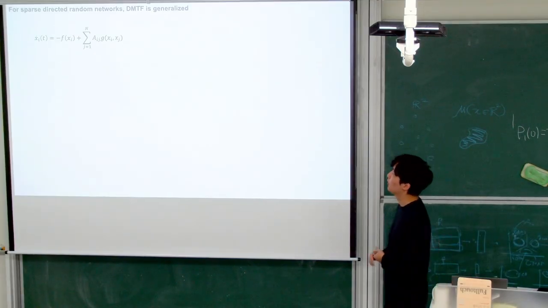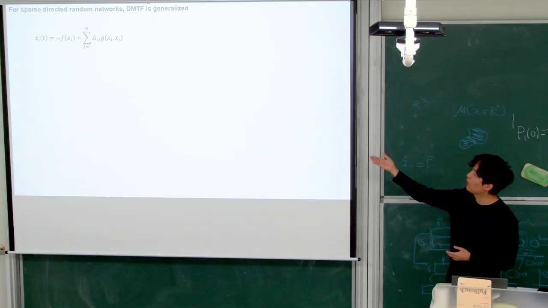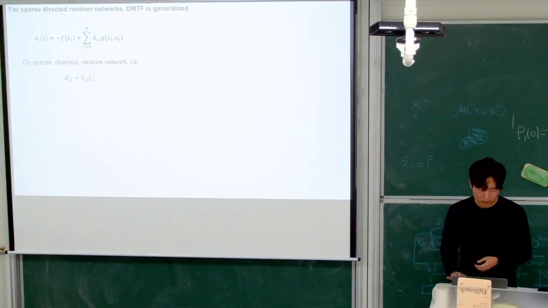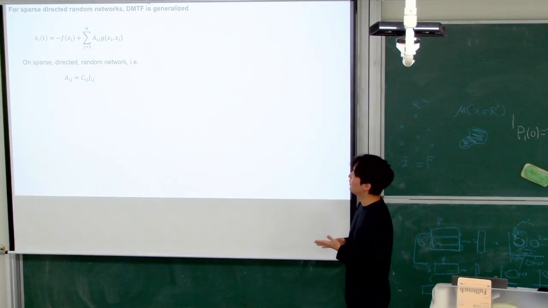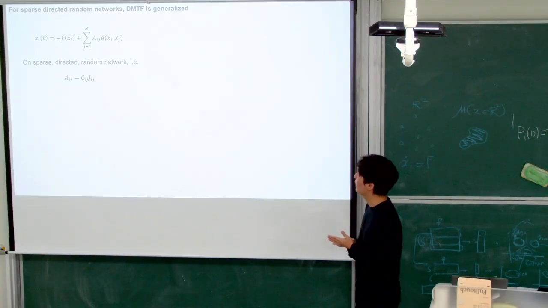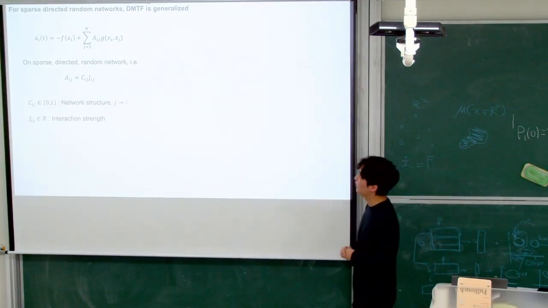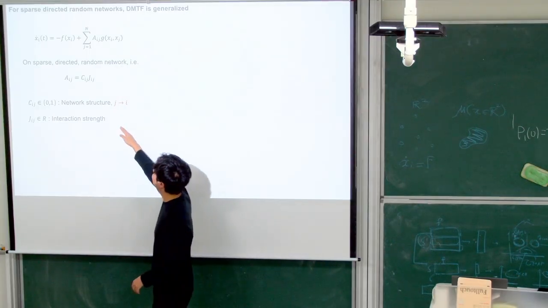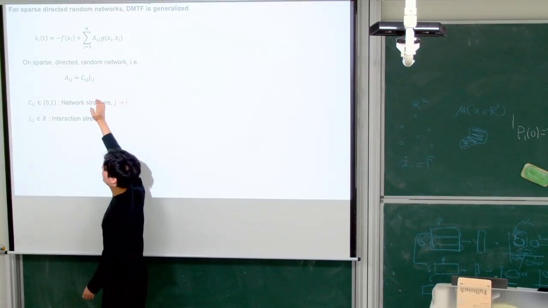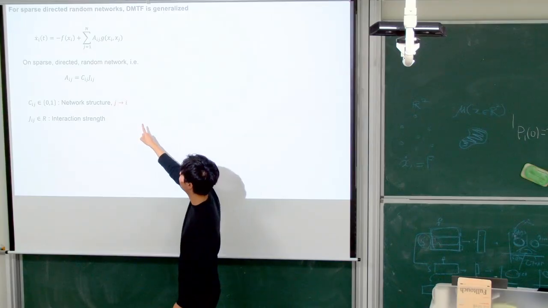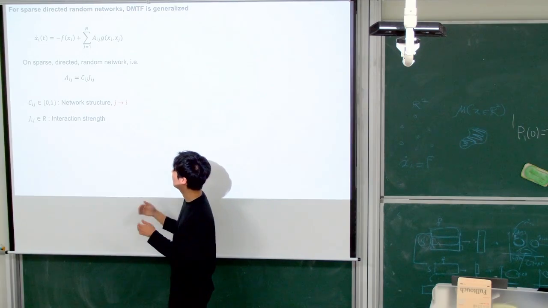The network that the authors study is the following. You have the following type of differential equation. The authors want to study sparse, directed, and random networks. I will explain this one by one. So it is directed. Here the network is decomposed into Cij and Jij. Cij is the network structure, and Jij is the network strength.